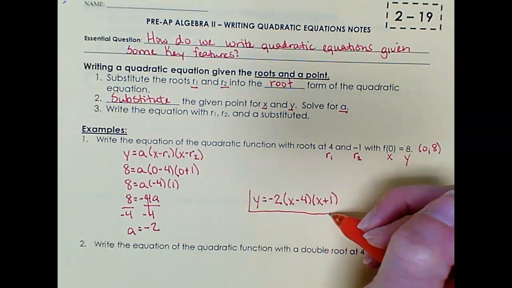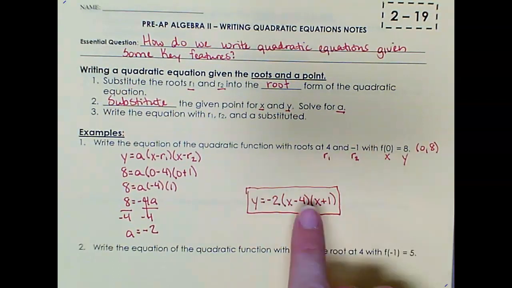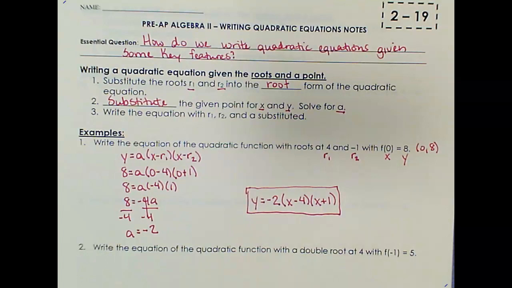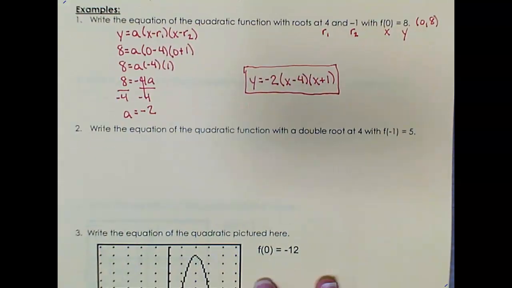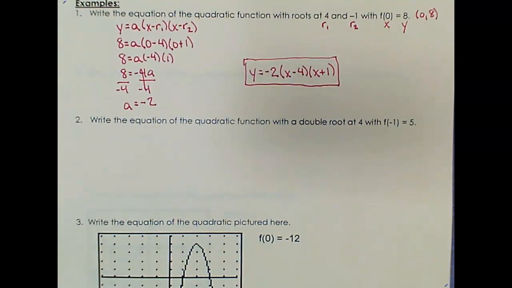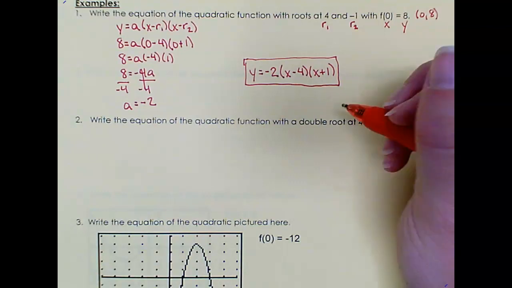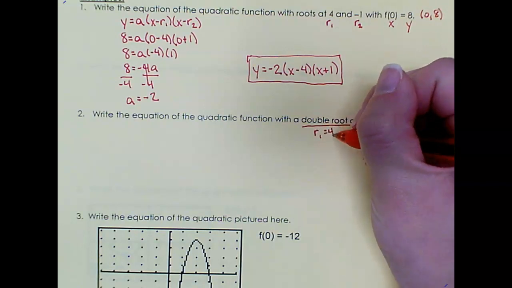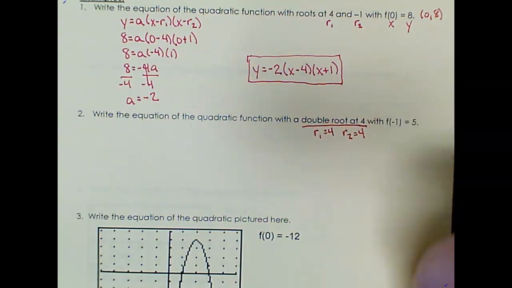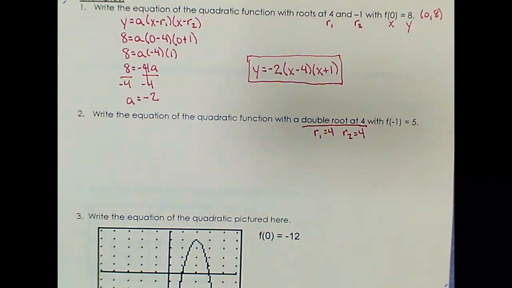Remember, when you write your final root form, you want to leave x and y as variables able to receive other points. All you want to write for numbers are your roots and your a value. So go ahead and pause your video, and using number 1 as a guide, try number 2. Don't be afraid of the vocabulary word double root at 4, because what that means is that the first root is 4, but then the second root is also 4. So that's what it means when it says it has a double root.